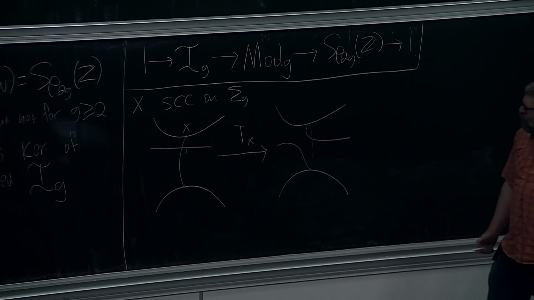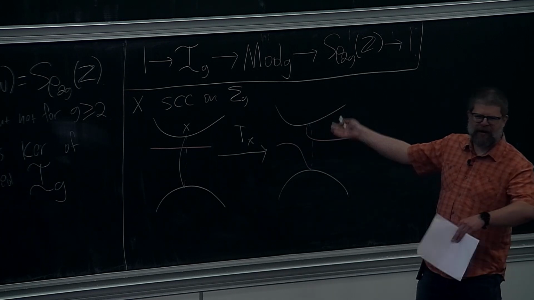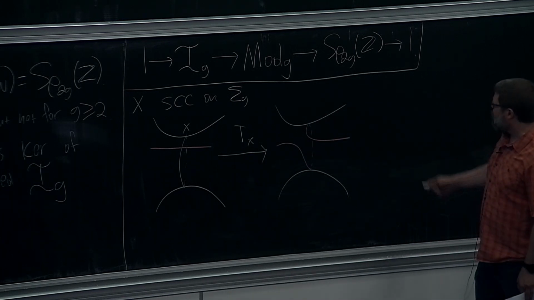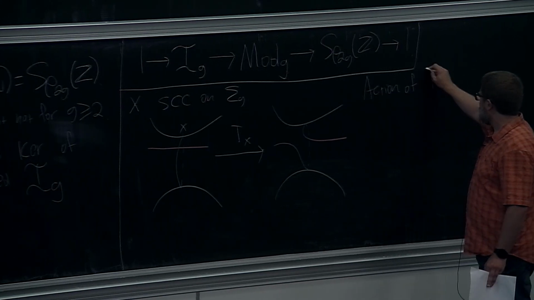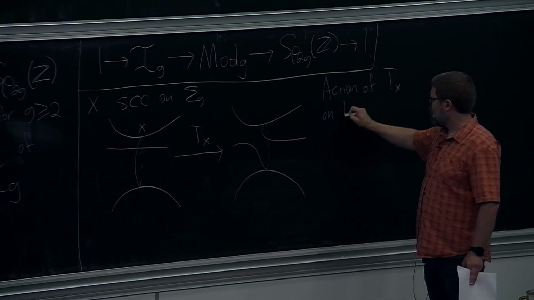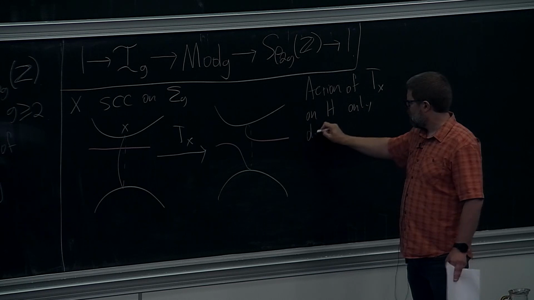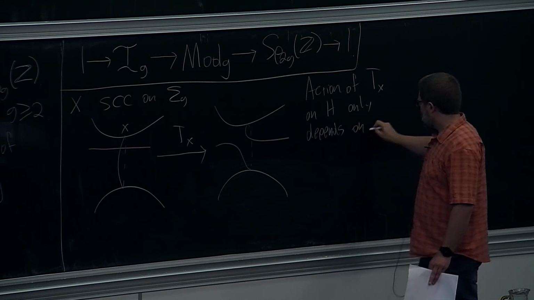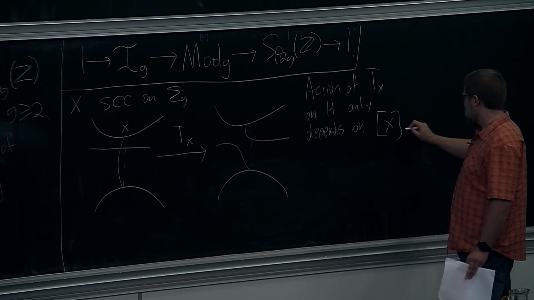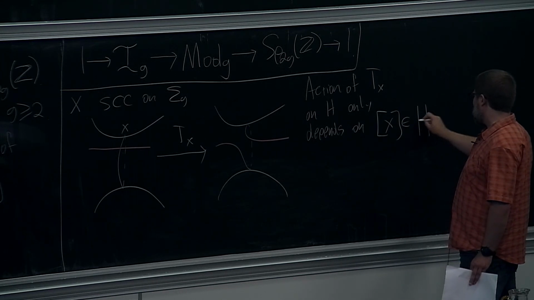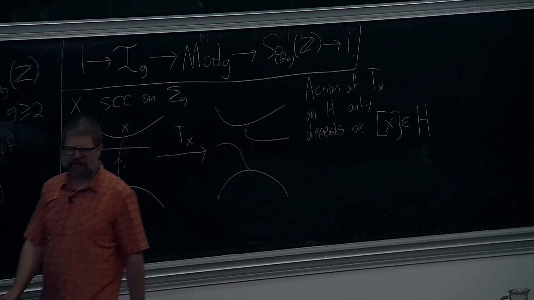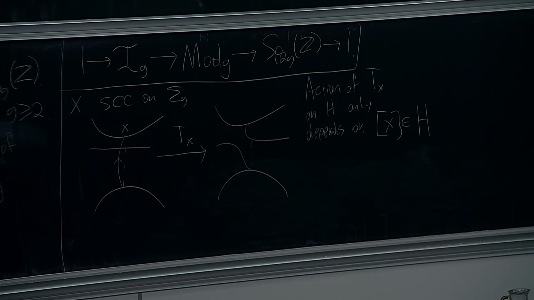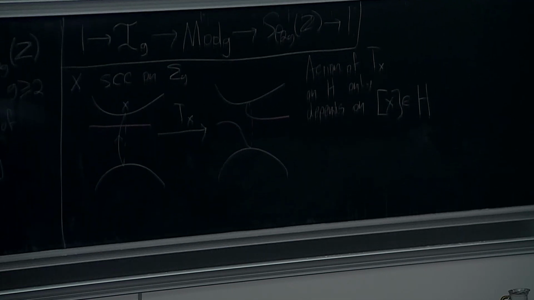So you could write down a formula for that. The formula involves choosing an orientation on x and looking at the algebraic intersection pairing, which tells you how many copies to add. But the really important thing is that the action of the Dehn twist of x around x on H only depends on the element of homology that's defined by x. The Dehn twist doesn't depend on orientation, but let's just choose an orientation so we can make sense of what element of homology x corresponds to. Okay, so that tells us how to write down some elements of the Torelli group.